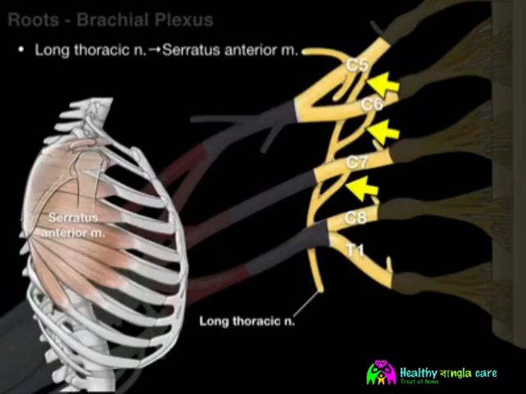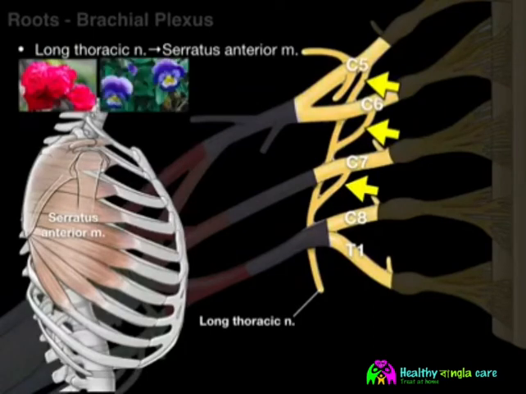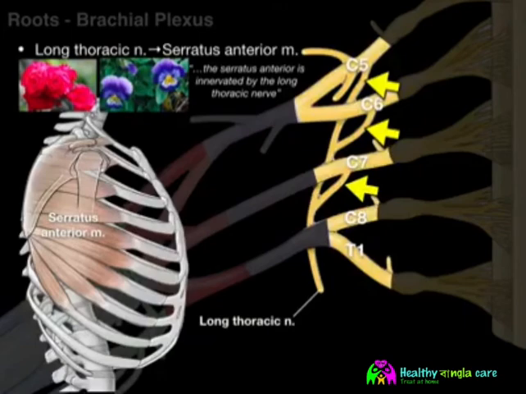And I have a hand surgeon colleague who told me that this is how he remembers it. Roses are red and violets are blue, and the serratus anterior is innervated by the long thoracic nerve. Thought that was very funny. It made me laugh. It's like anatomy laugh. Not so much Ellen DeGeneres funny, but like anatomy funny.